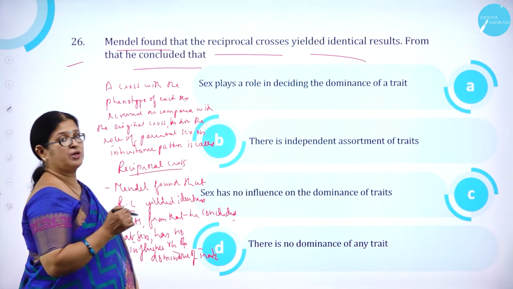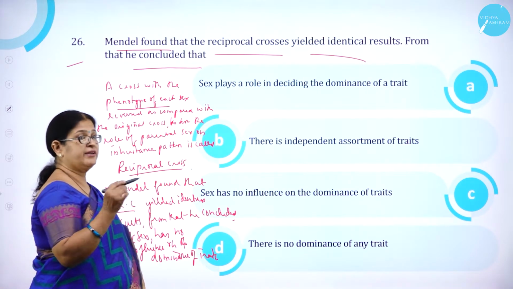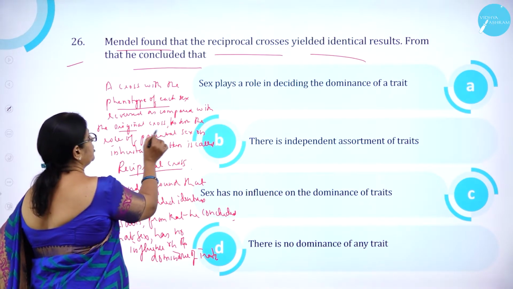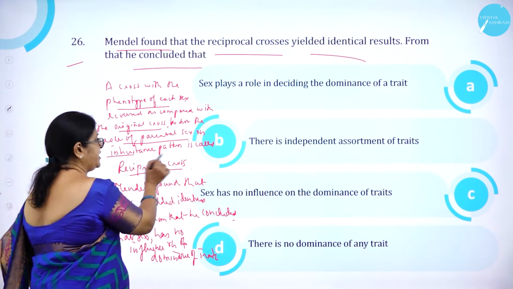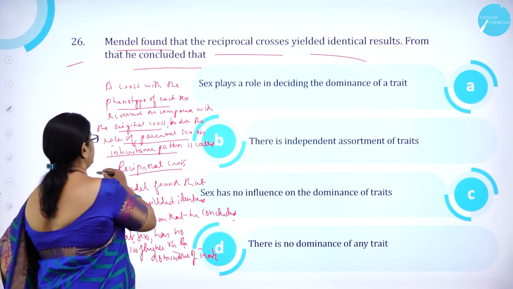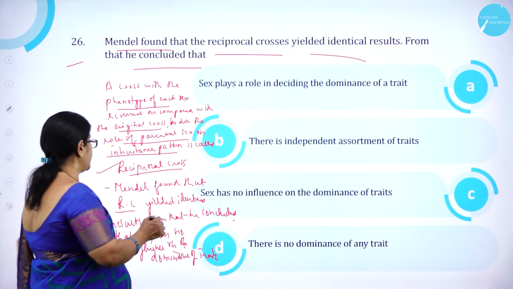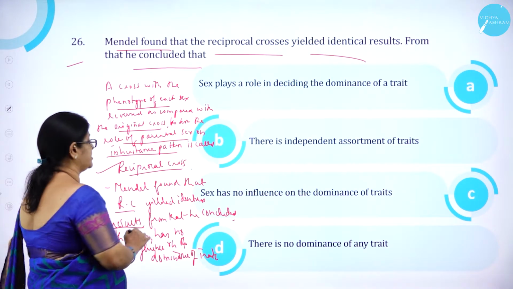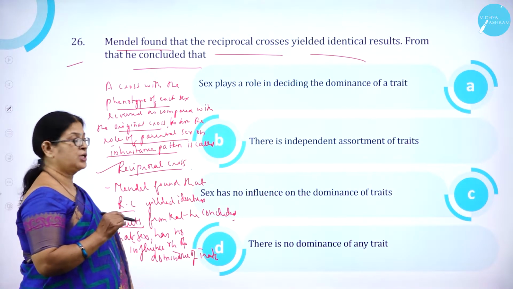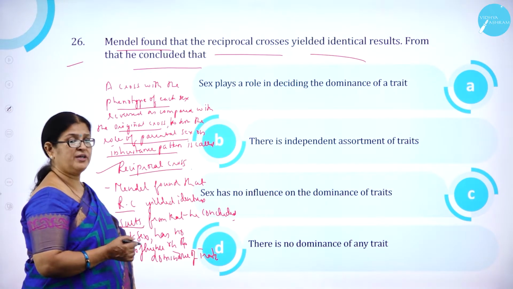What is a reciprocal cross? A cross with the phenotype of each sex reversed as compared with the original cross, to test the role of parental sex on inheritance pattern, is called a reciprocal cross. So Mendel found that the reciprocal cross yielded identical results. From that, he concluded that sex has no influence on the dominance of the trait.